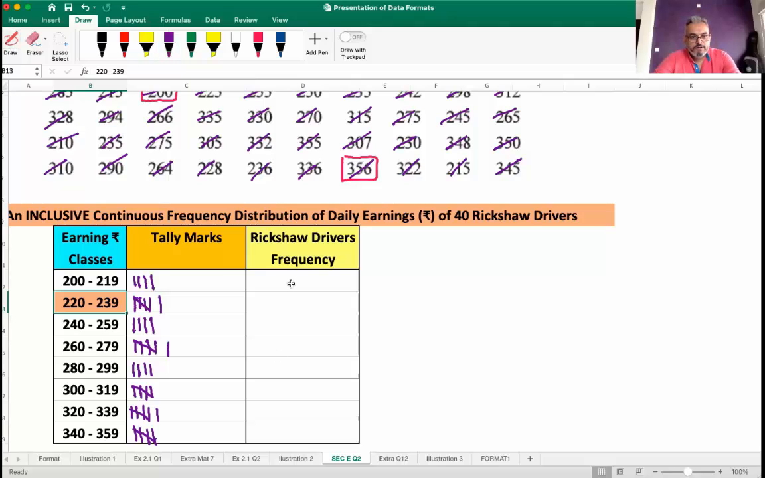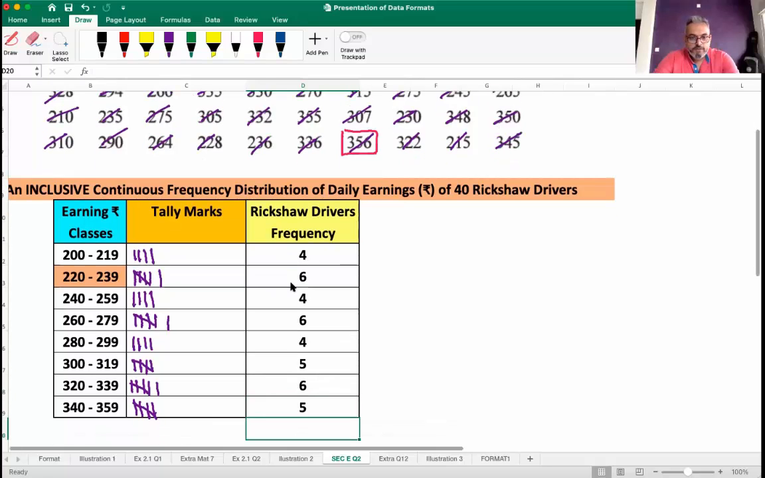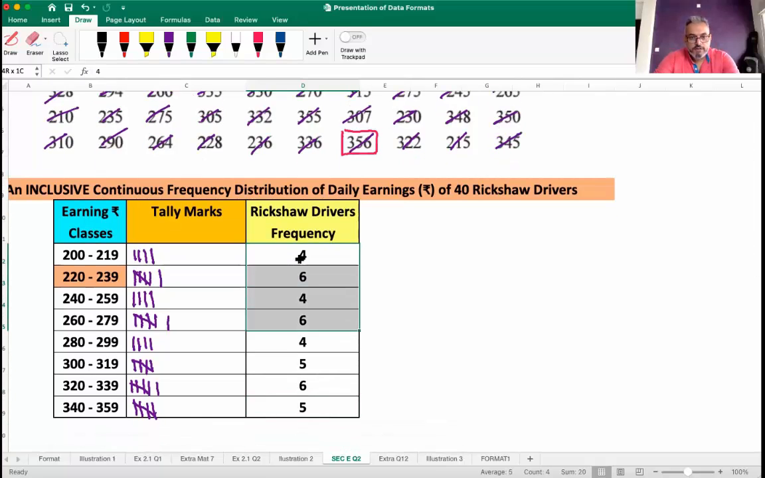Let me check. 4, 5, 1, 6, 4, 6, 4, 5, 6, 5. Let's check the total. Yes, total is 40.